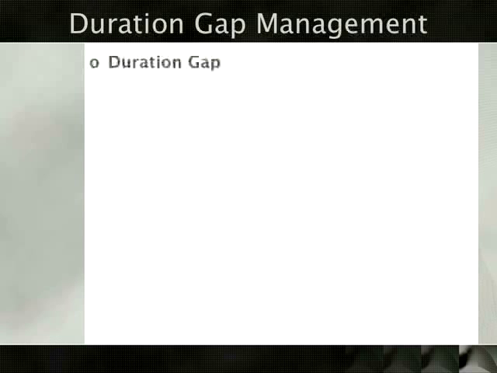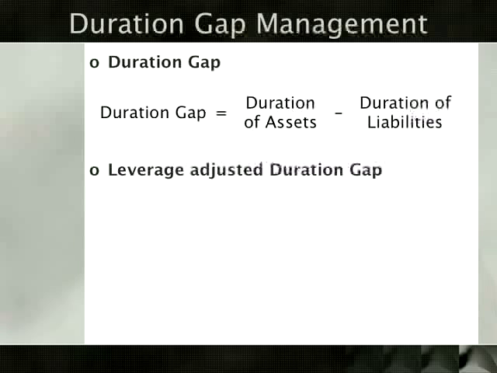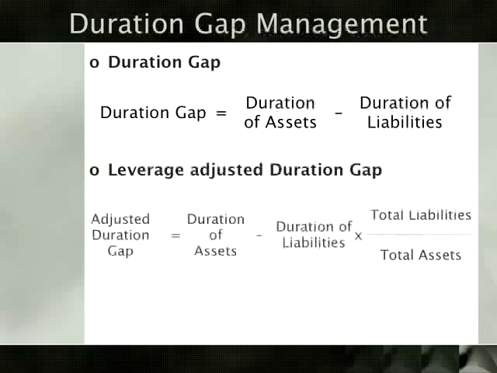After knowing the duration of assets and the duration of liabilities, managers calculate duration gap to control interest rate risks. Duration gap is equal to duration of assets minus duration of liabilities. However, the value of assets is usually different to the value of liabilities. That's why we need some adjustment. The adjusted duration gap is equal to duration of assets minus the adjusted duration of liabilities.